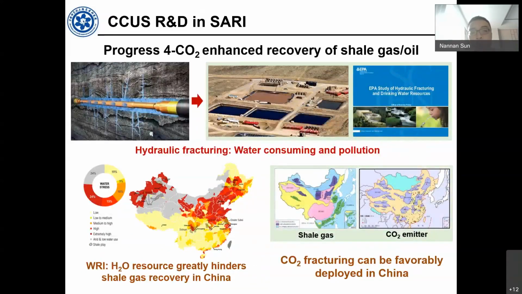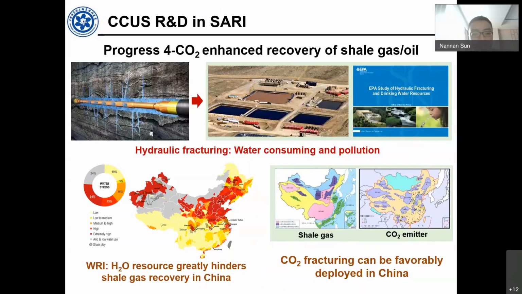Another case is we're also working on CO2 enhanced recovery of shale gas and shale oil. This is because shale gas and shale oil are very important unconventional gas and oil resources. Normally we use hydraulic fracturing to recover this kind of resource, but this technology has great risk for the underground water resources. And for China, we have huge amounts of shale gas and shale oil, but we do not have enough water to do the hydraulic fracturing.